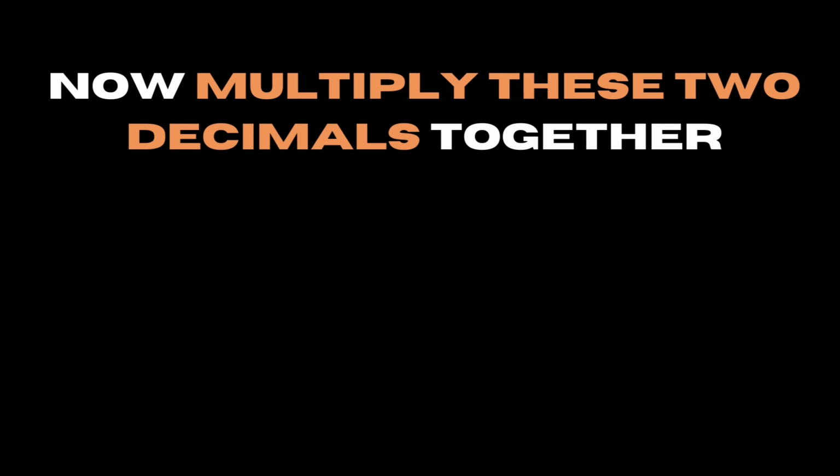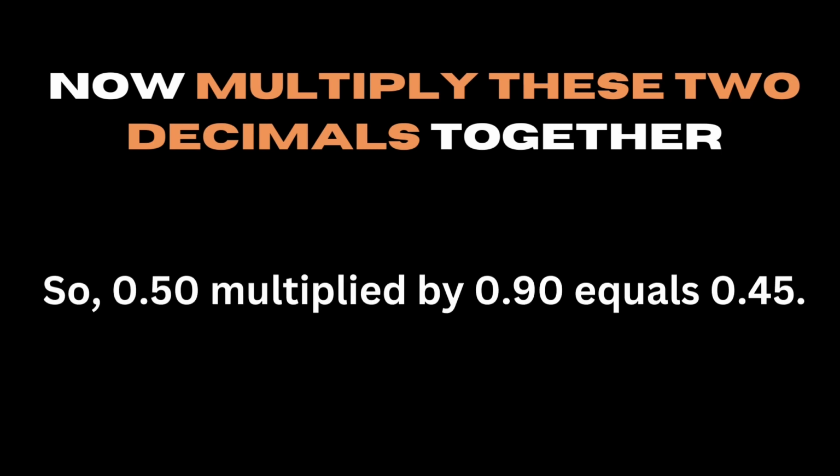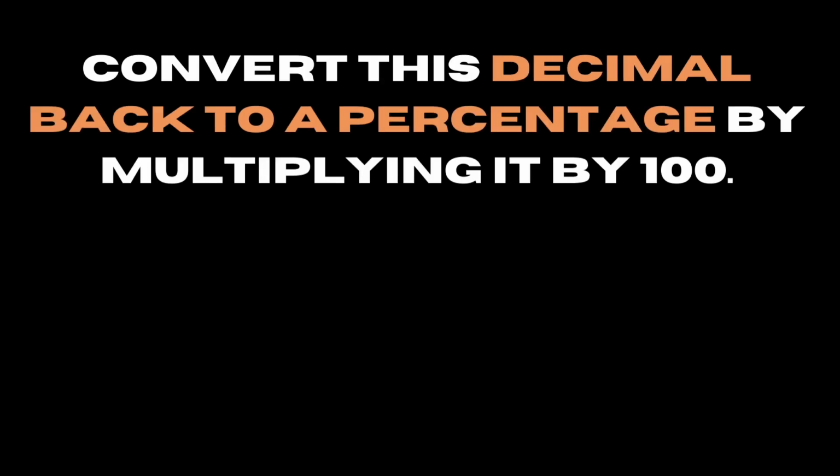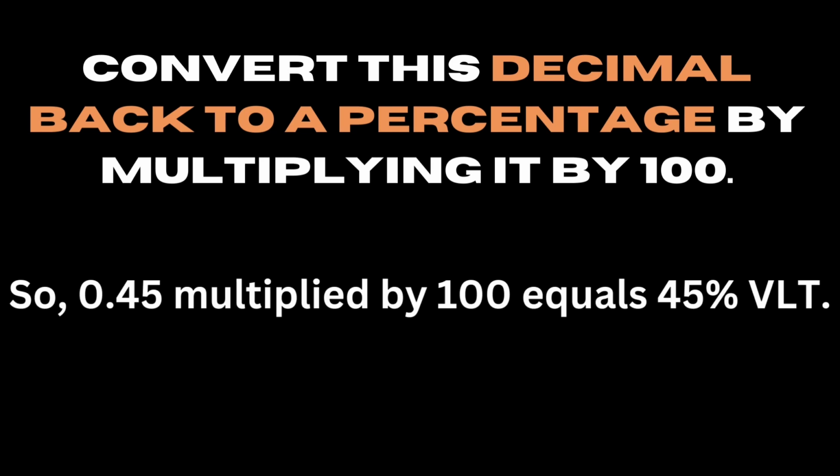Step 2. Now multiply these two decimals together. So, 0.50 multiplied by 0.90 equals 0.45. Step 3. Convert this decimal back to a percentage by multiplying it by 100. So, 0.45 multiplied by 100 equals 45% VLT.